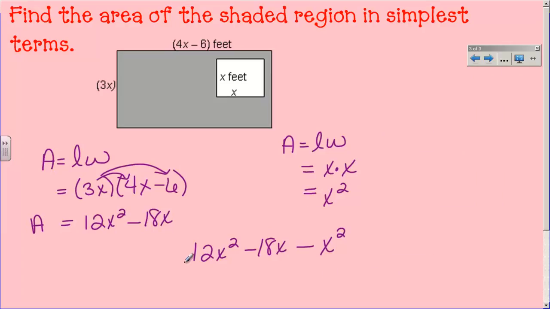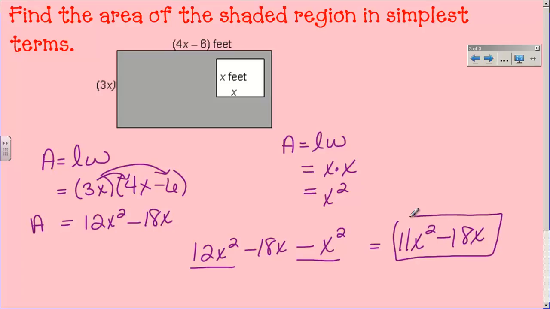So like terms, you're going to put them together again. I have 12x squared minus 1x squared, which leaves me with 11x squared minus 18x. And there is the area of the shaded region of that picture.